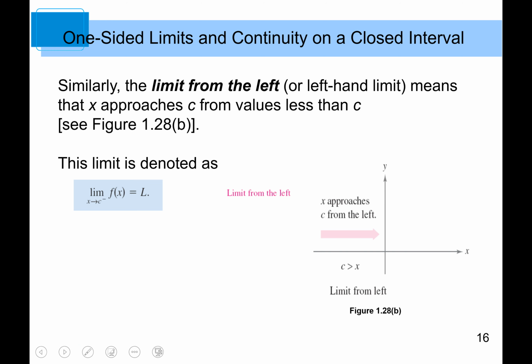The limit from left, as we mentioned before, is the limit when x approaches c from the left hand side, c minus, for function f of x equals L. So going from left hand side. This is the limit from the left hand side. C minus means left side of C.